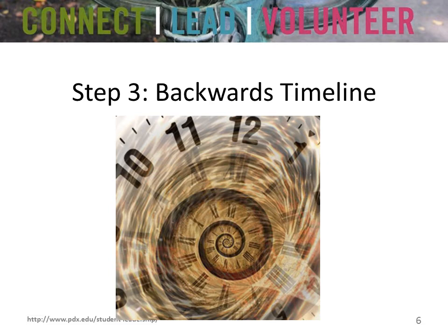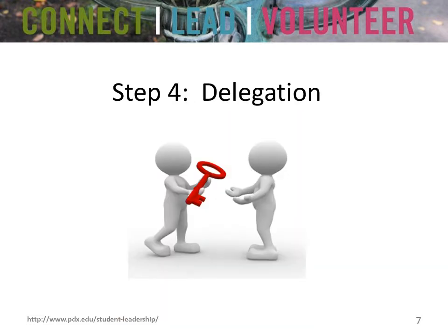To create the backwards timeline, start with the day of the event and list all the things you need to do for that day. Work backwards on the calendar to fill in when other responsibilities need to be completed. Be sure to assign a point person for each task. Creating and following a backwards timeline will help ensure you get all the necessary budgets and forms in on time to have a successful event.